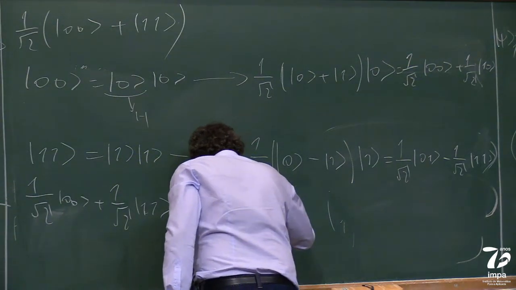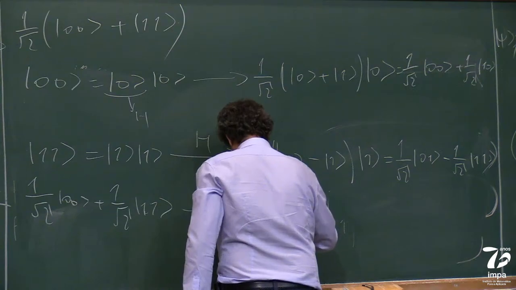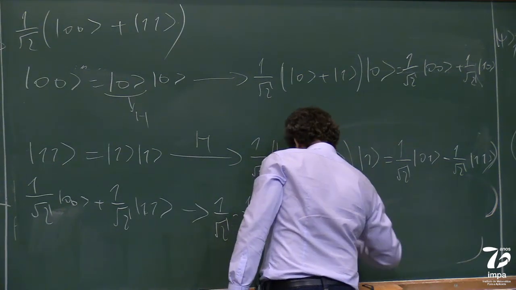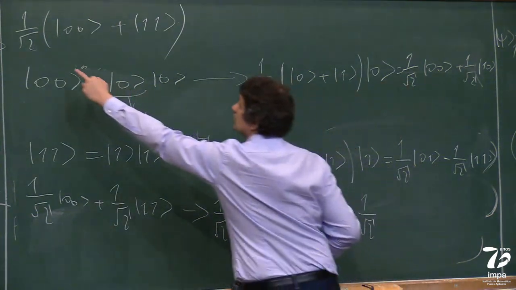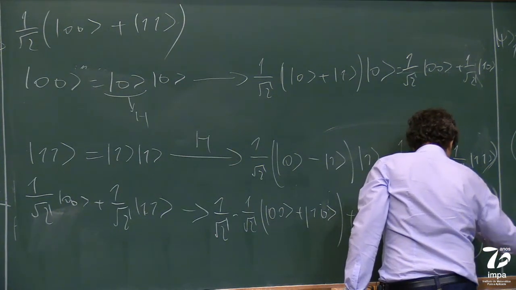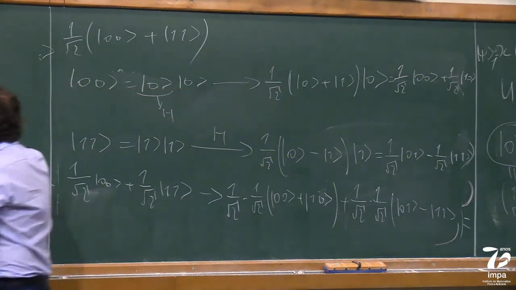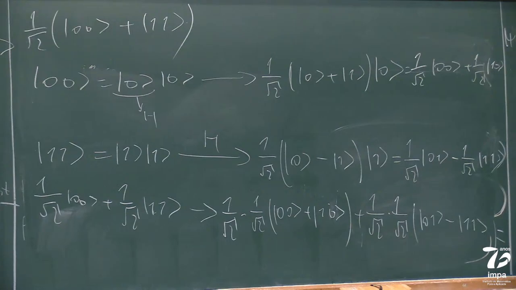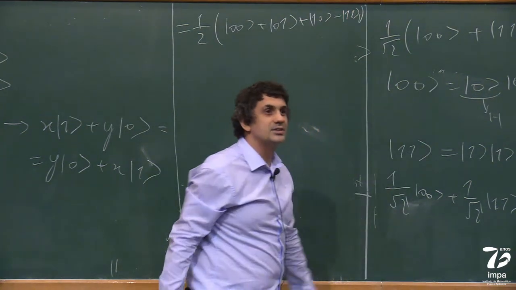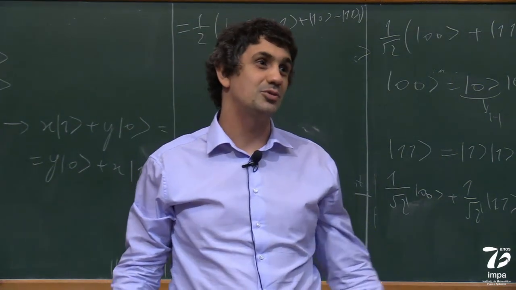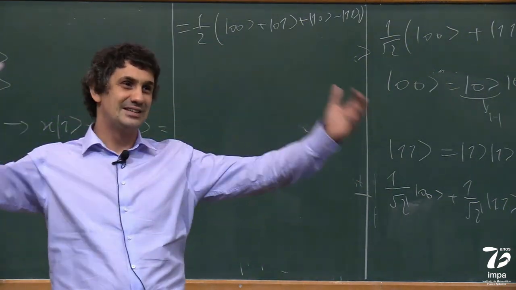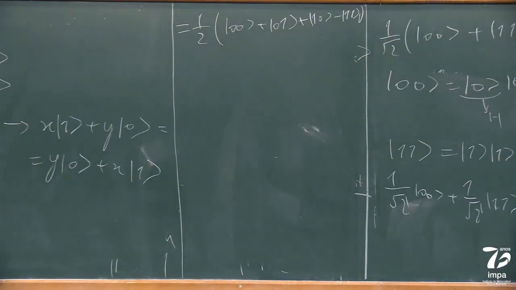Then 1 over square root of 2, 0, 0 plus 1 over square root of 2, 1, 1 will go to 1 over square root of 2 times 1 over square root of 2, 0, 0 plus 1, 0, plus 1 over square root of 2 times 1 over square root of 2, 0, 1 minus 1, 1. In the end it is 1 half, 0, 0 plus 0, 1 plus 1, 0 minus 1, 1. It doesn't have any philosophical meaning; it's just an illustration of how to make computations. The similar stuff is applicable if you have more qubits, longer and longer. Okay.